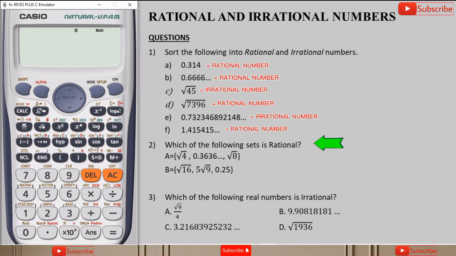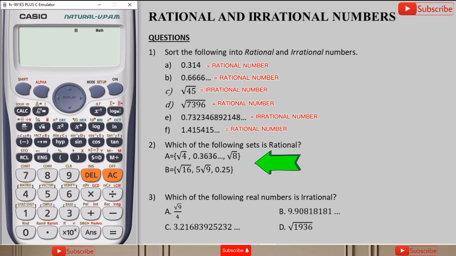Now, let's move on to the second question. Which of the following sets is rational? So we've been given two sets, set A and set B, and we have to determine which one of them is rational. So what we have to do is to test for the elements of each of the sets, one after the other, in order to determine which one of them is rational.